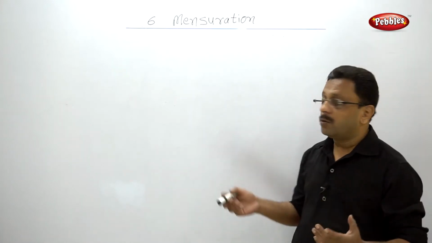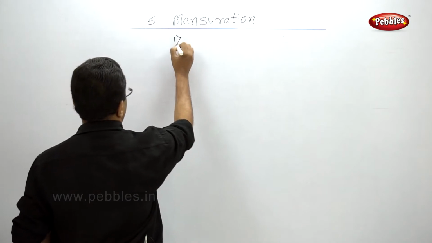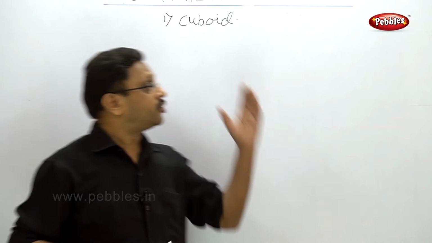Hello friends, we are going to start now surface area and volume. In this topic there are so many subtopics. We will consider them as different topics. So first we will learn about the cuboid. What is a cuboid?